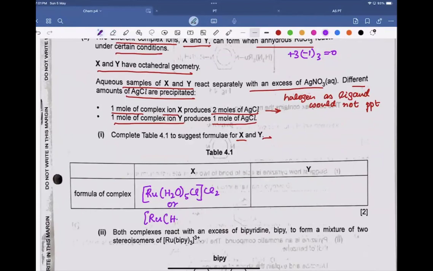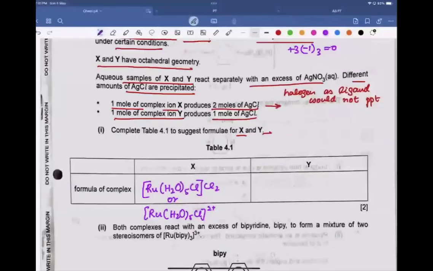My screen is again stuck. Yeah, it's clear now.